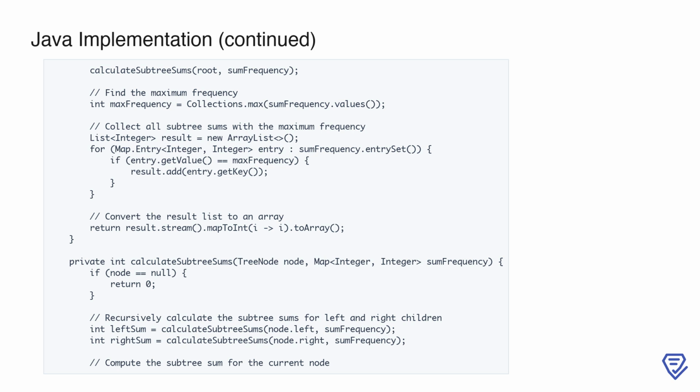With this maximum frequency, we then iterate over the entries of the map to collect all subtree sums that match this frequency. These sums are added to a result list. Finally, we convert this list into an integer array using Java Streams and return it as the answer. This ensures our output is in the desired format, containing all the most frequent subtree sums.